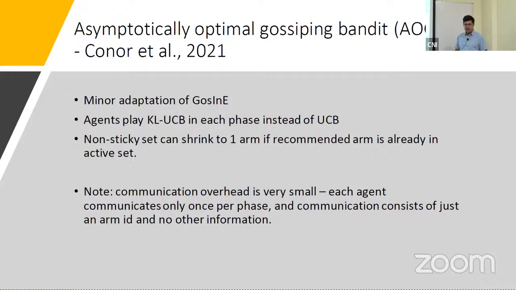With more communication, presumably you can do much better in the short term. But it gets very complicated to analyze, so we didn't do that. But certainly that could be an interesting problem.